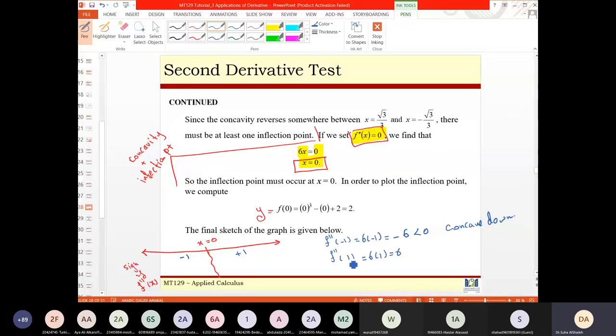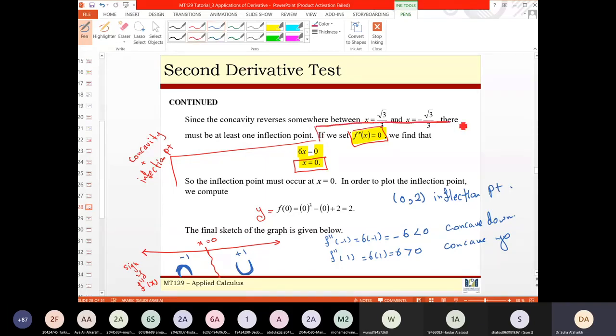f double dash at 1 is equal to 6, positive, which means the function is concave up. Come here, at minus 1, it's concave down, so we draw it concave down. After the 0, it is concave up. So the function changes from down to up. So is this point an inflection point or not? At the point 0 and 2, is it an inflection point? Yes, it is an inflection point.